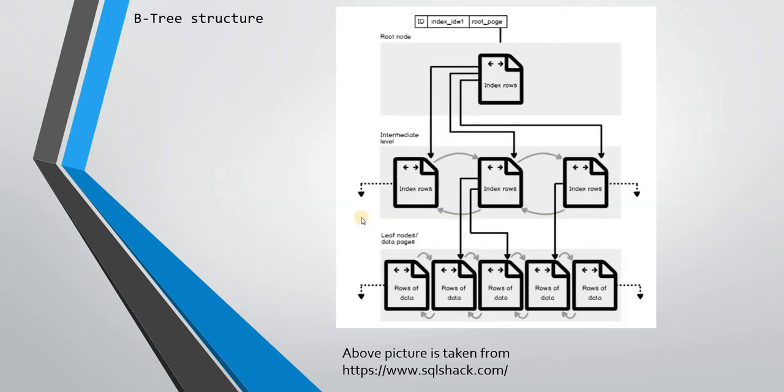Now, when we talk about the B-tree structure, this is a B-tree structure. We got this picture from sqlshack.com. First is the root node, then an intermediate level, and the leaf node. So basically there are three parts of an index in a B-tree structure. The first is the root node, where the actual index starts, then the intermediate level, and the leaf node data pages. These leaf node data pages contain the final data which is retrieved by the index. So this is a B-tree structure.